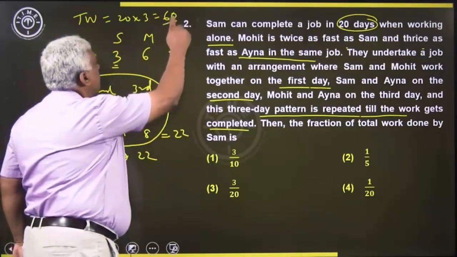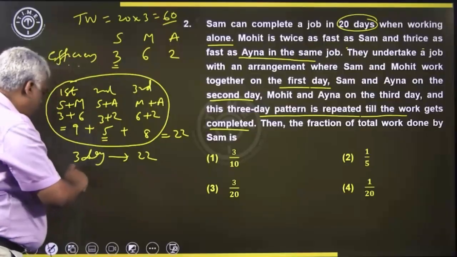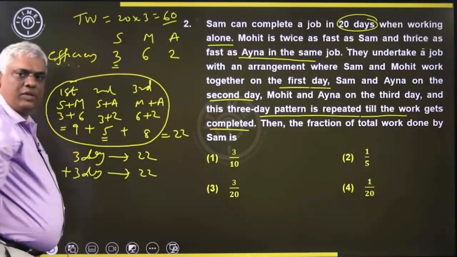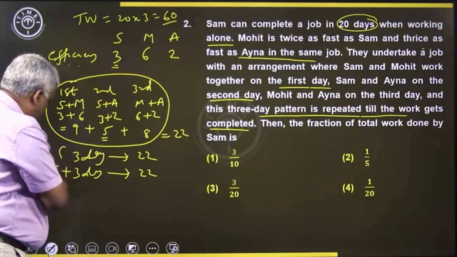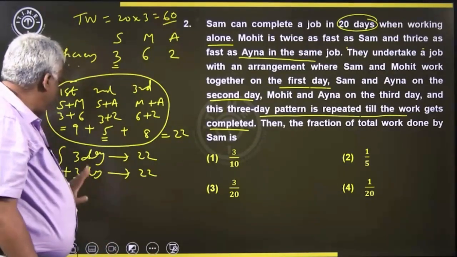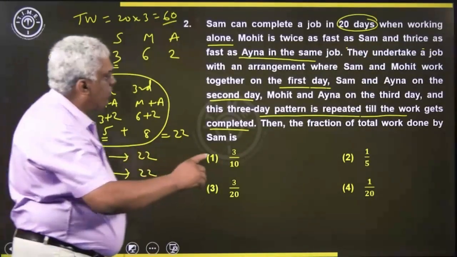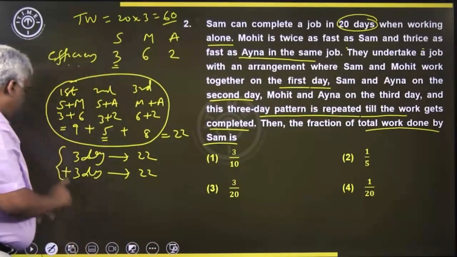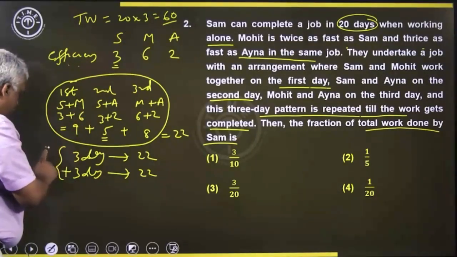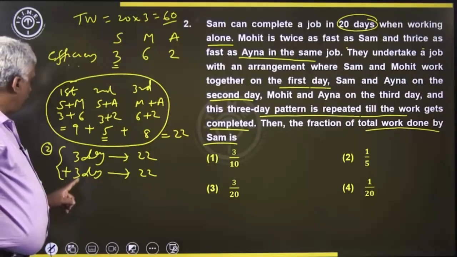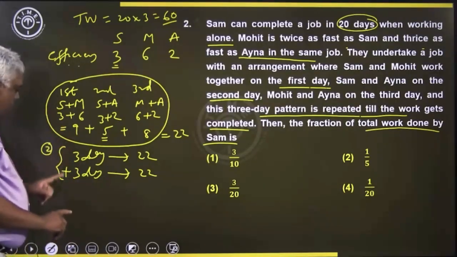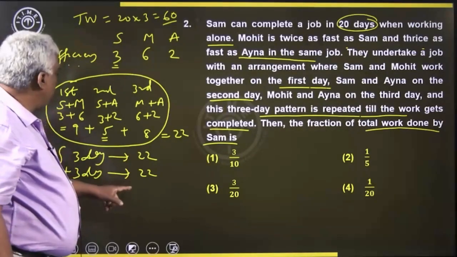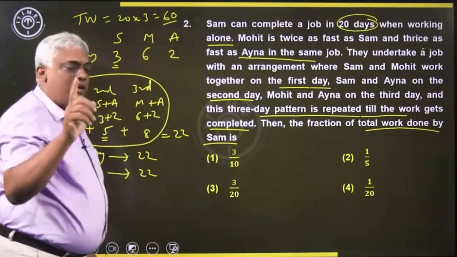Total work is 60, we can go with multiples of 22. So again in the next 3 days, I mean in 6 days, again 22 work will be done. So 44. This is the first 3 days, the next 3 days. And the question is what fraction of total work is done by Sam? In the first 3 days, Sam came on the first and second day, 2 days. In the next 3 days, 4th and 5th, Sam has come, 2 days. Now 44 work is done, still 16 units of work is left.